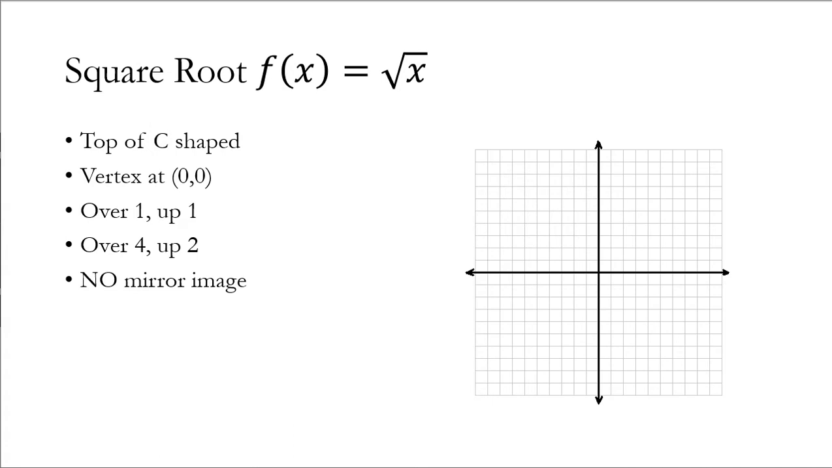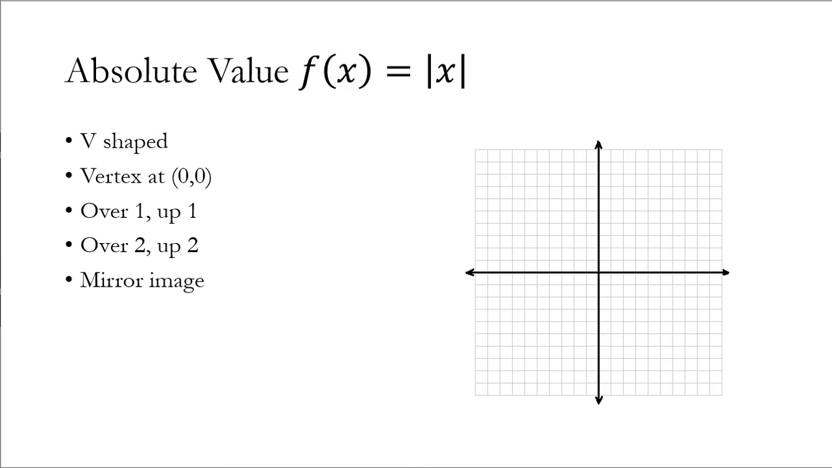Square root function looks like the top of a C. So you'll see this is sort of opposite of what we just did. We still go over 1, up 1, because the square root of 1 is 1. But this time, to get that 2 and the 4, we're going to take the square root of 4 and get 2. So we're going to go over 4 and up 2. There is no mirror image. So your graph just looks like that.